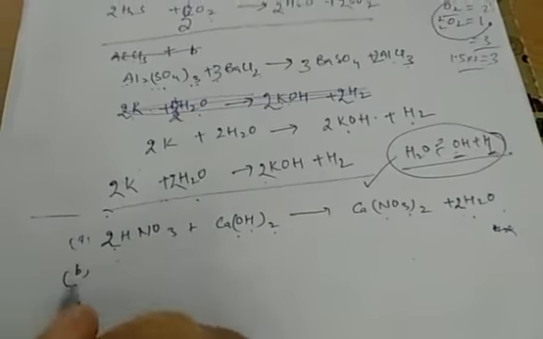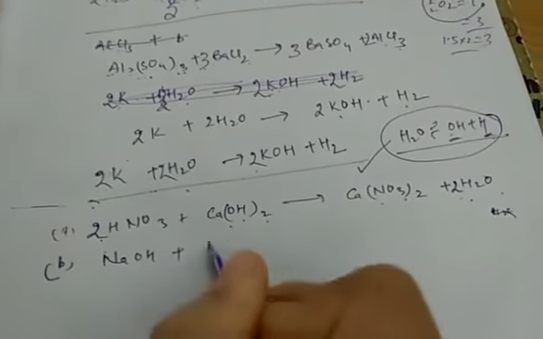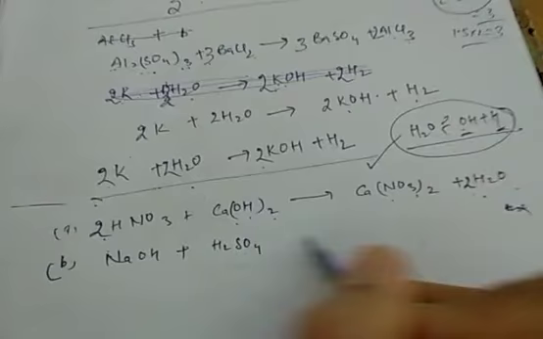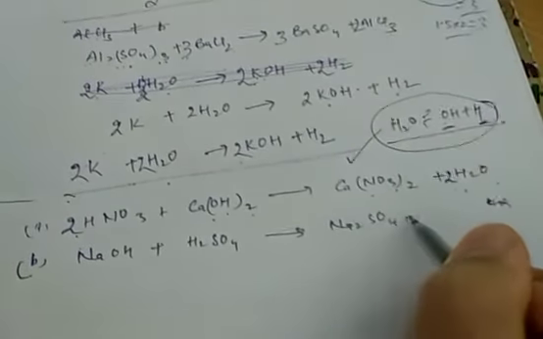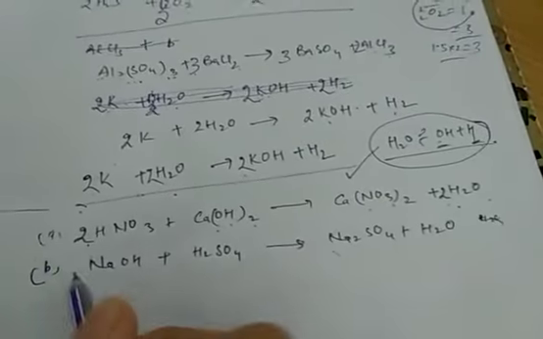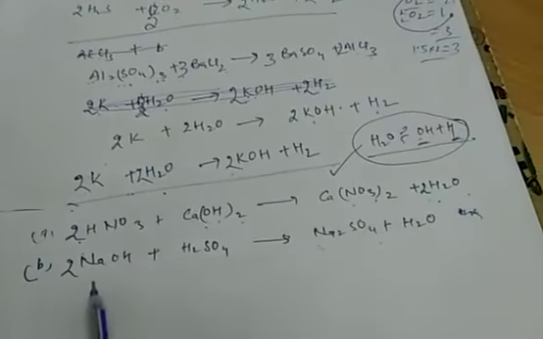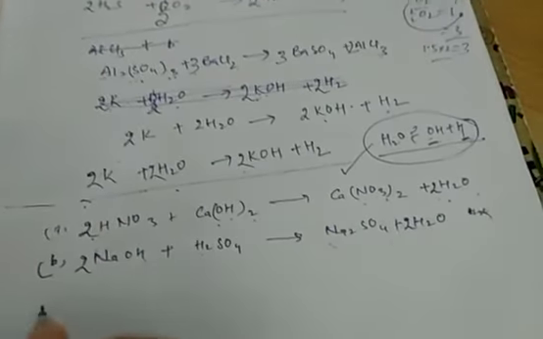Now reaction number B. NaOH plus H2SO4 changes into Na2SO4 plus H2O. Now balance the reaction. 2 Na, so it should be 2. Again 2 OH plus 2H form 2 H2O.